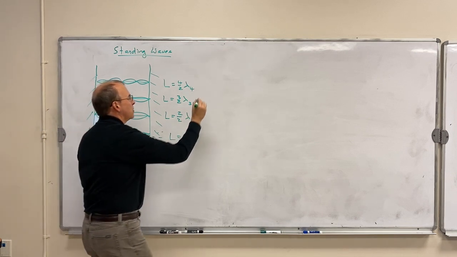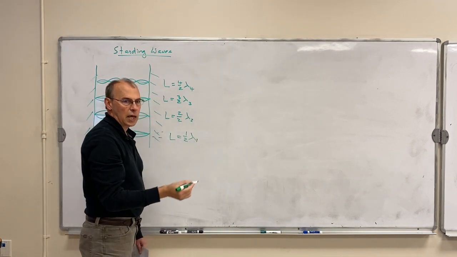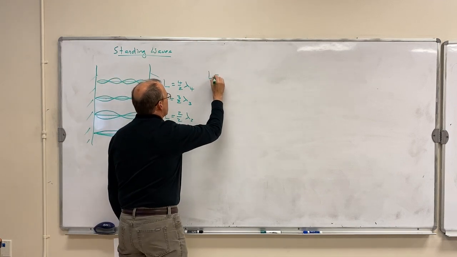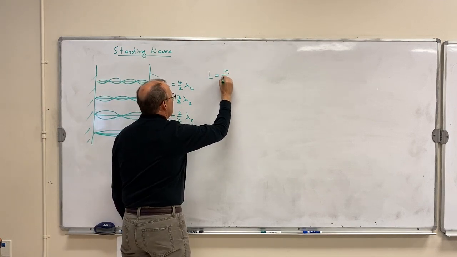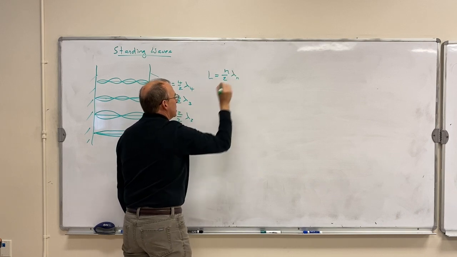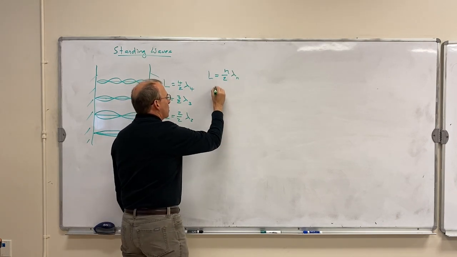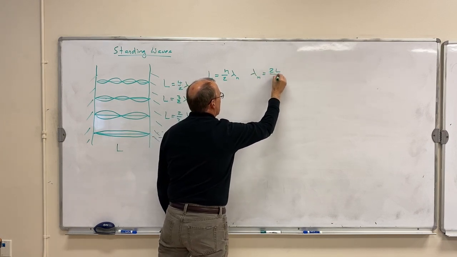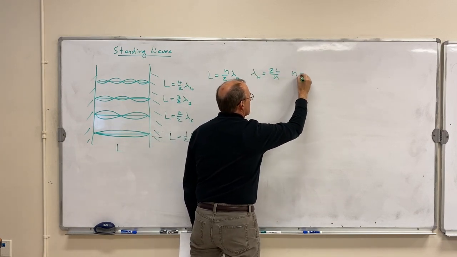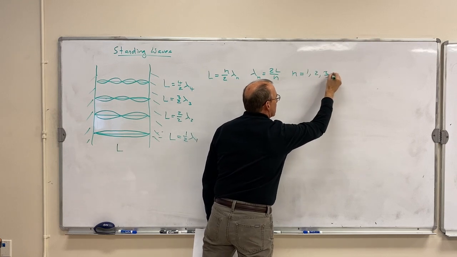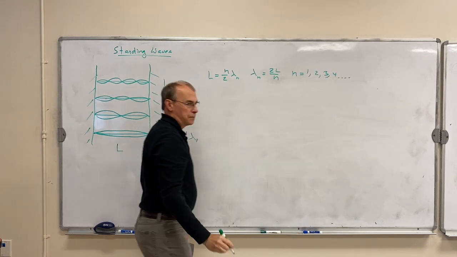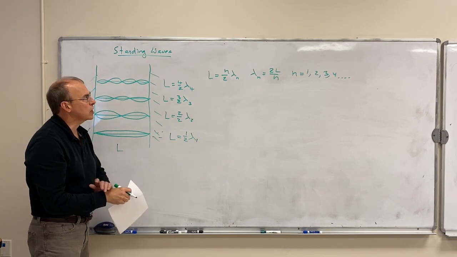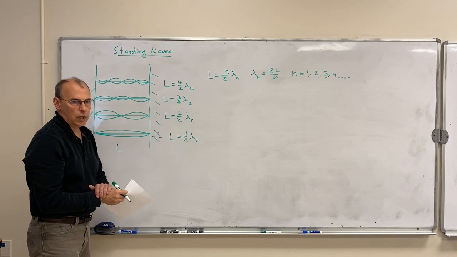So we see a pattern that the possible standing waves on this string would look like: the length of the string is some n/2 lambda n. Or if we want to know the wavelengths, the nth wavelength is 2L/n, where n is an integer, 1, 2, 3, 4, etc. Now, in talking about musical instruments, we usually talk in terms of frequency and not wavelength.